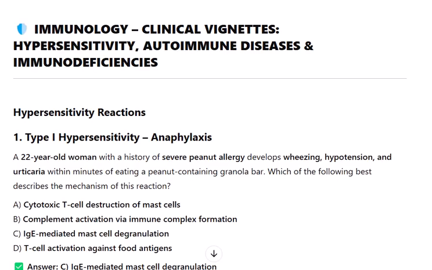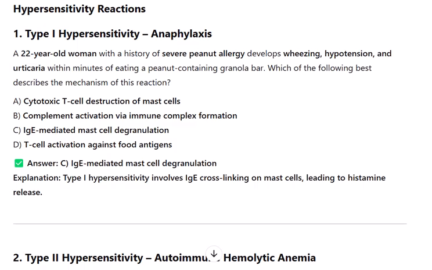Anaphylaxis. A 22-year-old woman with a history of severe peanut allergy develops wheezing, hypotension, and urticaria within minutes of eating a peanut-containing granola bar. Which of the following best describes the mechanism of this reaction? A. Cytotoxic T-cell destruction of mast cells. B. Complement activation via immune complex formation. C. IgE-mediated mast cell degranulation. D. T-cell activation against food antigens. C. IgE-mediated mast cell degranulation. Type 1 hypersensitivity involves IgE cross-linking on mast cells, leading to histamine release.